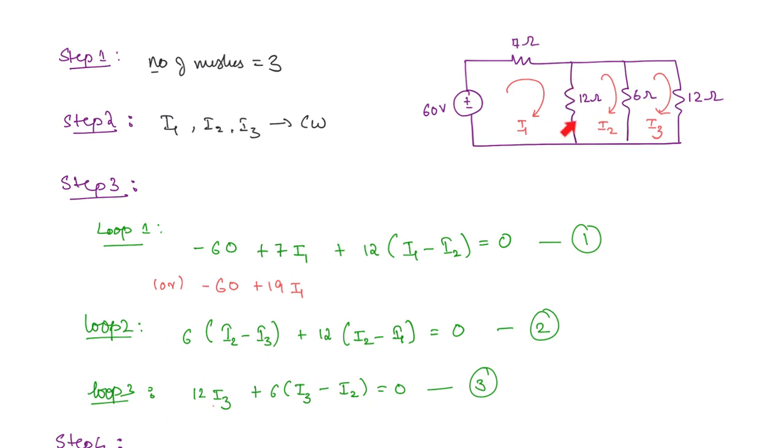It's a common branch. So now the drop across the 12 ohm because of I2 will be minus 12 I2, because it is going in the opposite direction. We are taking KVL in a clockwise direction, so it is in the downward direction, but I2 is flowing in the upward direction. So it is going to be minus 12 I2. This is equal to 0.